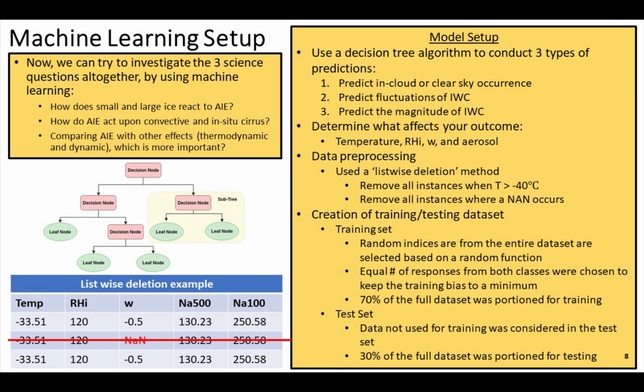The next step would be to pre-process our data, for which I use a listwise deletion method where I remove all instances when a NaN occurs, as this might cause trouble later when we create our training and testing data sets. In creating these training sets, I take random indices from the entire data set using a random function. I also get an equal number of responses from both classes to keep the training bias to a minimum. After all these restrictions, about 70% of the full data set is used for training, while anything not used for training is considered the testing set, which is about 30%.